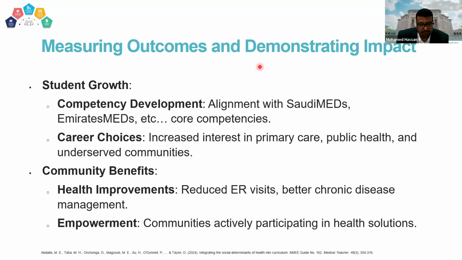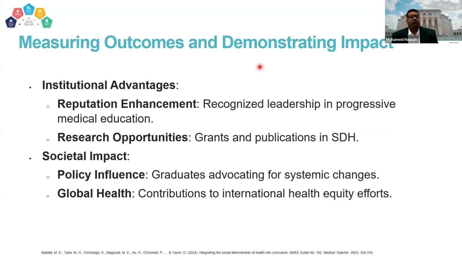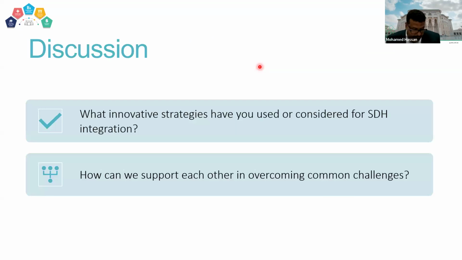And also it is very important for empowerment, for active community participation in health solutions. Also, it has institutional advantages, which relate to enhancing the reputation of the university, and also research opportunities and social impact. Graduates will advocate for health and for systemic change, and they will contribute to international health equity efforts. So now I come to the end of the slides, and I'm looking forward to continuing the discussion.